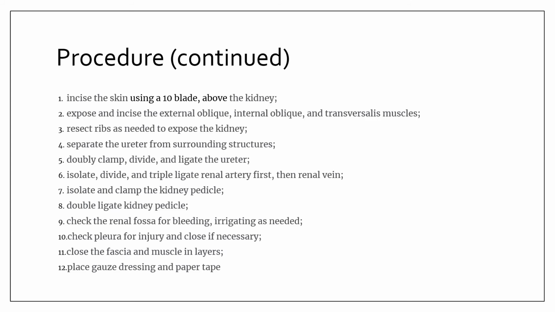So they will incise the skin just above the kidney, expose all those muscles. Occasionally they will need to resect ribs depending on where the kidney is. That's uncommon, but it is a potential. They will divide and ligate the ureters. They will ligate the renal artery and the renal vein.